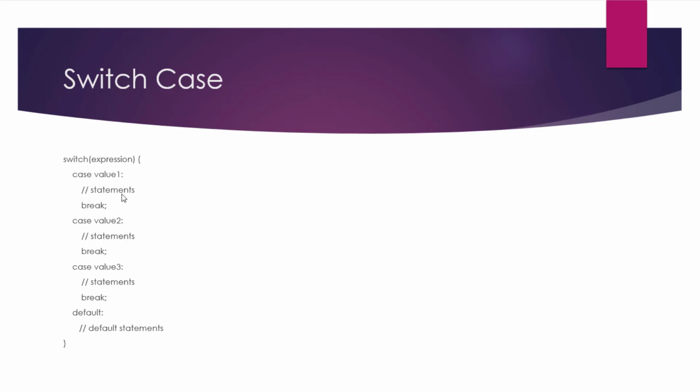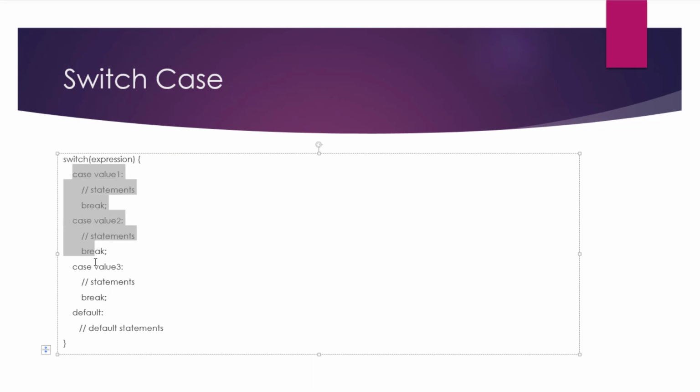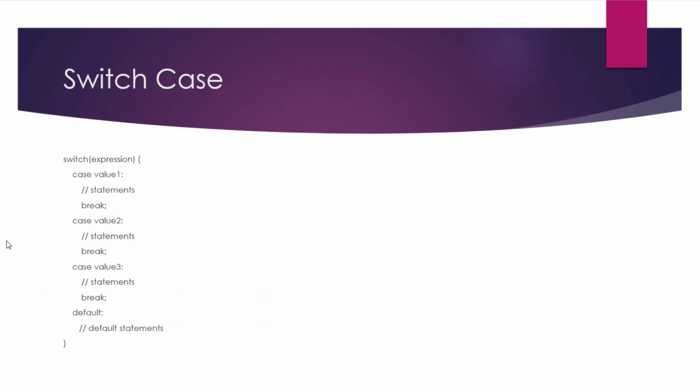Here you can see the syntax of switch case. There is an expression here, and on the basis of this expression we will make different cases, right? There are different cases, and at the end there will be a default case. If our expression is not matching any case, then by default it will execute the default case. Now let me open VS Code and show you practically.